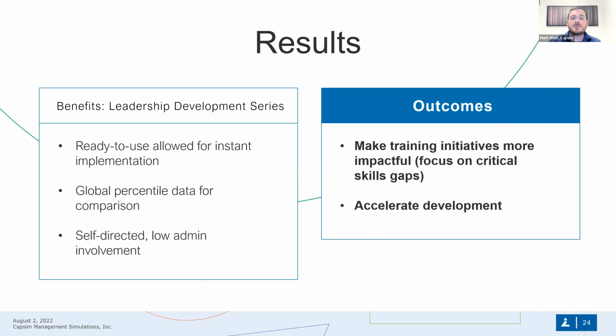And as a result, Caterpillar and Rutgers were able to implement one of these short immersive skill gap simulations instantly. We had it ready to go right when they asked for it. And they were provided with all of this global percentile data on top of it for comparative purposes. And this is all very self-directed, very little to no admin involvement necessary with this. And in terms of outcomes, it allowed them to make it so their training initiatives were more impactful and help them accelerate development by knowing exactly the areas they need to focus on right as soon as a learner walks through the door.